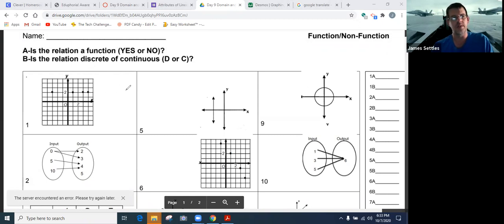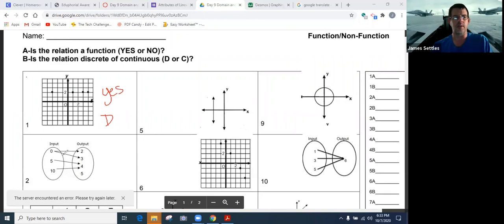Yes or no? You just write yes or no. And then if it is discrete, we will put a D. And if it is continuous, we will put a C. So number one, if I was to draw vertical lines on all these dots, this would be a function. So yes. And then dots are discrete, so D.